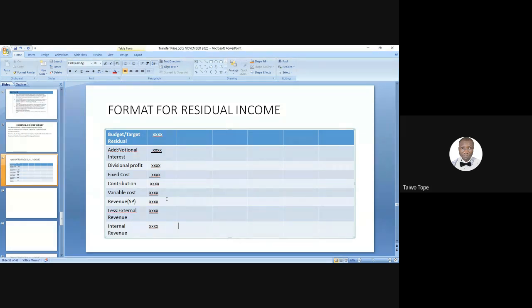It involves quite a number of issues. We'll be looking at instances of opportunity cost. When you have to transfer based on opportunity cost, what are you to do? When you have to transfer based on target residual income, and when tax is involved, what are you to do? So we'll look at that question now.